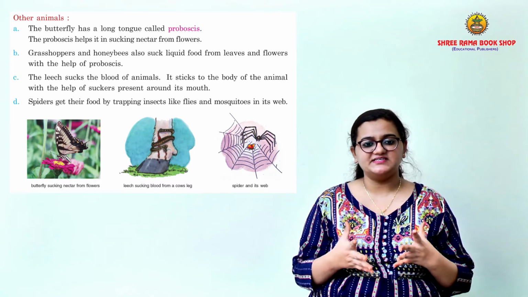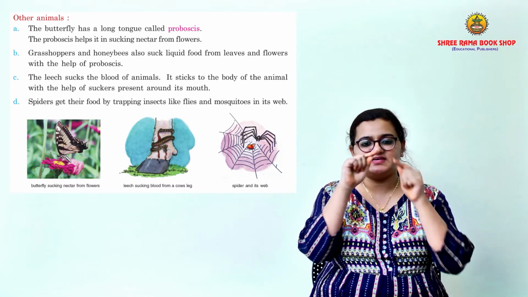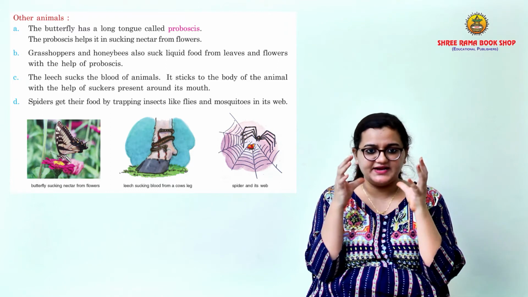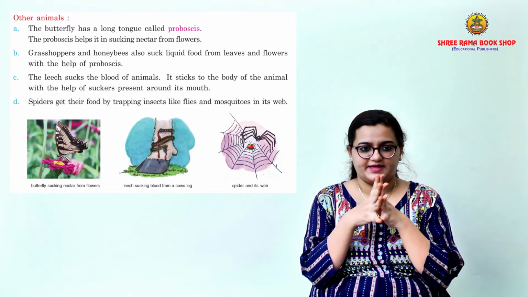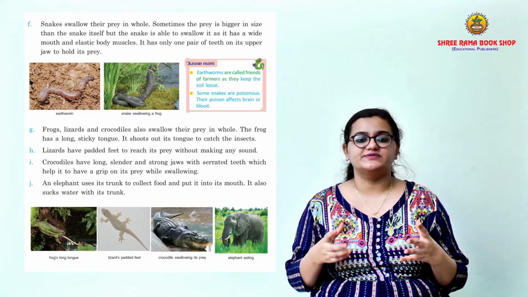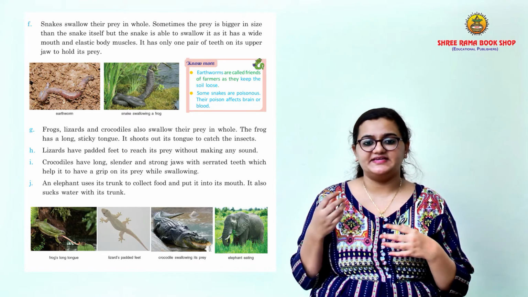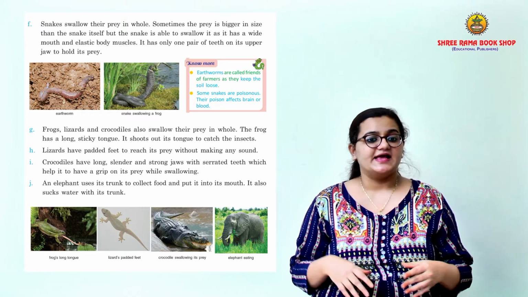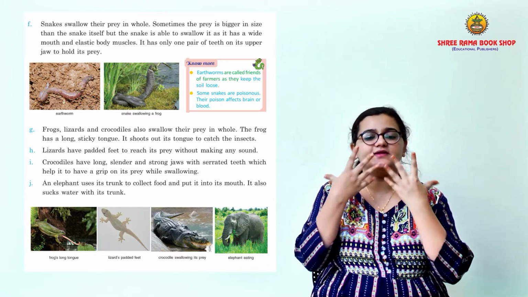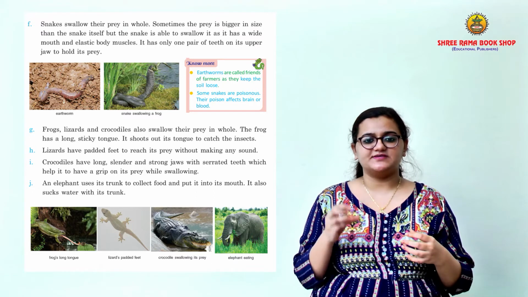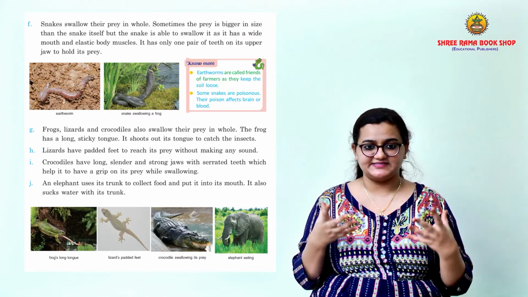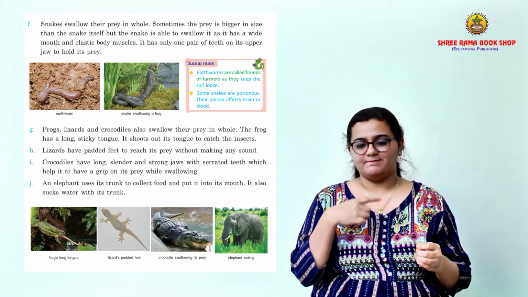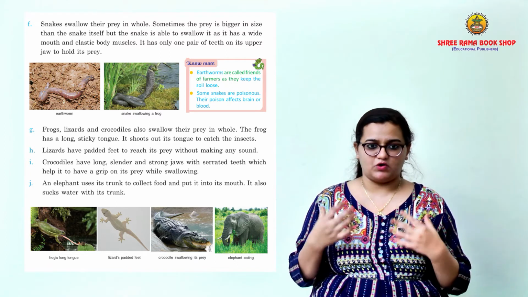Then we have spiders, which get their food by trapping insects in their net. They have a web, right? So they trap them there. Then there are earthworms, which suck the soil containing decayed plants and animals. The farmer's friend, which is also what it is called. Snakes swallow their prey wholly. Sometimes the prey is bigger in size than the snake itself, but the snake is able to swallow it with a wide mouth and elastic body muscles.